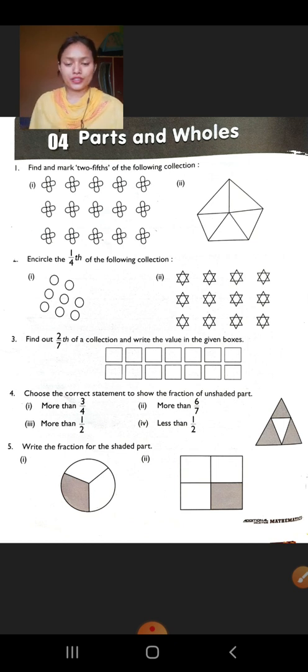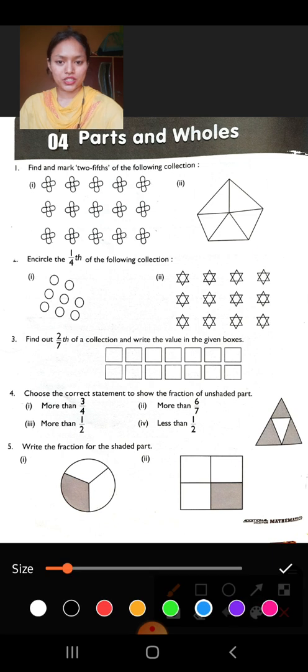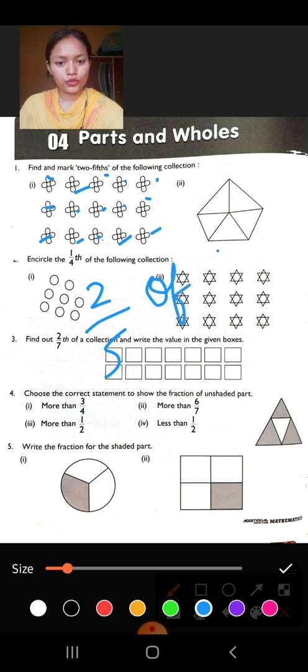Now first of all, we will start with question number 1. It is find and mark 2/5 of the following collection. We have to mark 2/5 of this collection. So first of all, we will write 2 upon 5 of the total collection. First of all, we will count how many total are there. 1, 2, 3, 4, 5, 6, 7, 8, 9, 10, 11, 12, 13, 14, 15. So how many total are there? 15. So 2 upon 5 of 15.